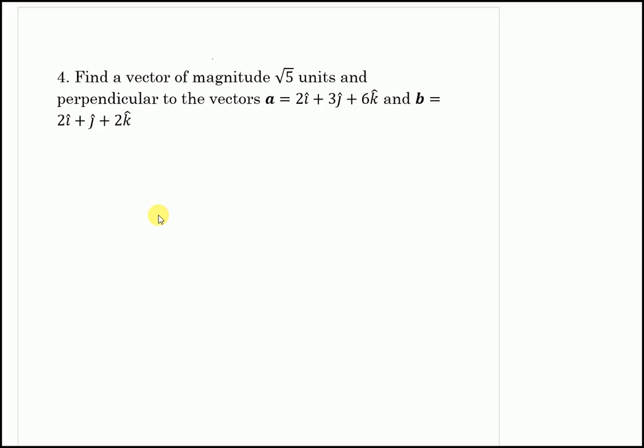Let's do this. Find a vector of magnitude root 5 units and perpendicular to the vectors A equal to i plus 3j plus 6k and B which is equal to i plus j plus 2k. They want us to find the vector which is perpendicular. And whenever they talk about a vector perpendicular to the others, and you have two vectors, a vector which is perpendicular to both of them is first of all a cross product. So you shall get a certain vector n which is equal to A cross B.